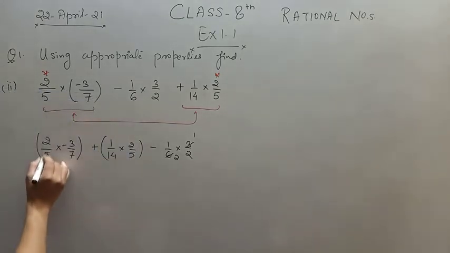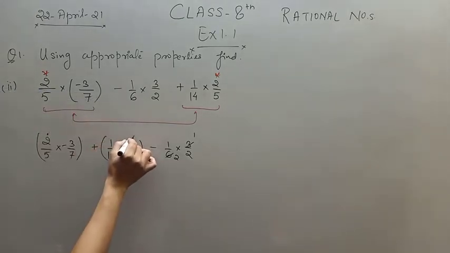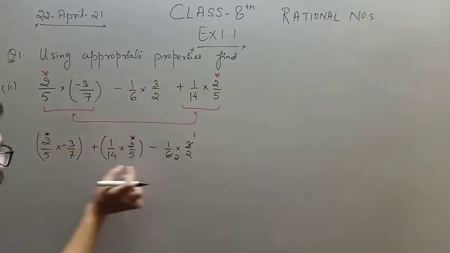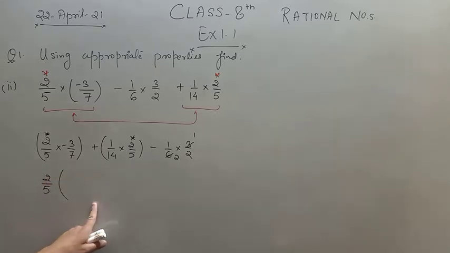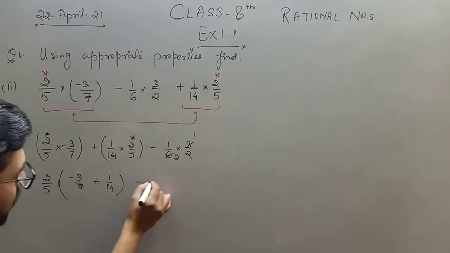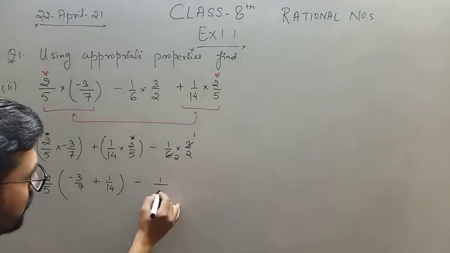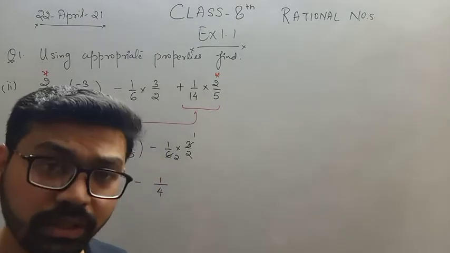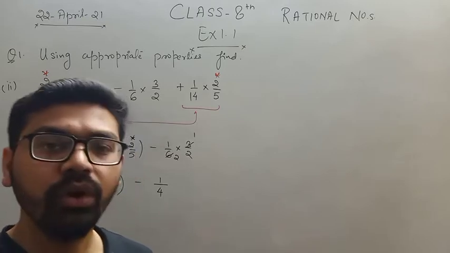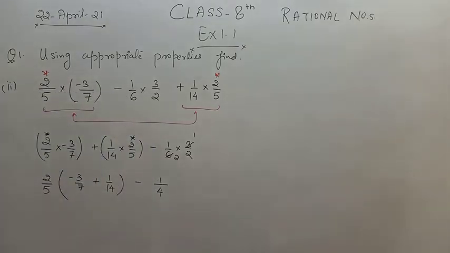Now 2 upon 5, 2 upon 5. I am just taking 2 upon 5 common from these two terms. What I'll get inside the bracket is minus 3 upon 7 plus 1 upon 14 minus 1 1s are 1, 2 2s are 4. Any doubt till this step? I don't think there is any doubt, but still if you have any doubt you can ask me in the Zoom session or any later session. So 2 upon 5, what is the LCM of 7 and 14? The LCM of 7 and 14 is 14.